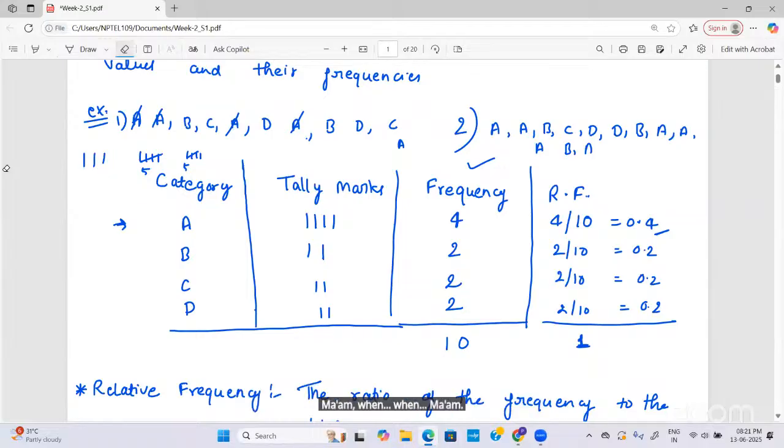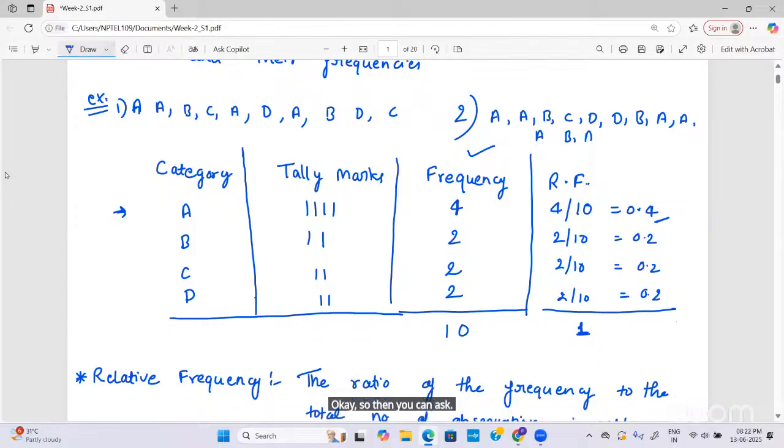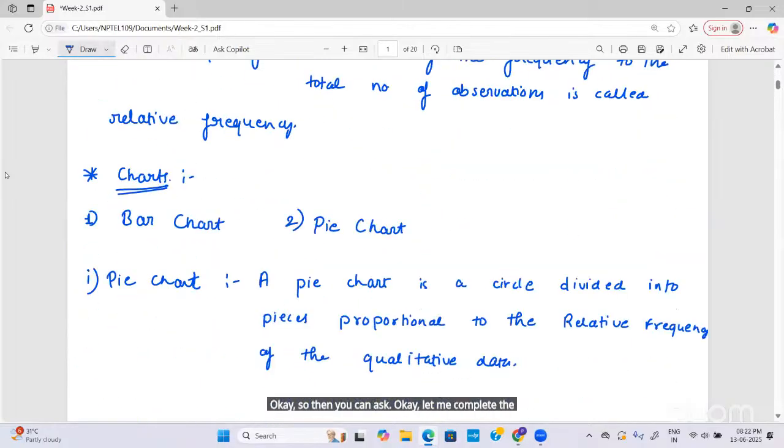When will the doubt session be open? The doubt session will be on Tuesday. Okay, so then you can ask. Let me complete the topics first.